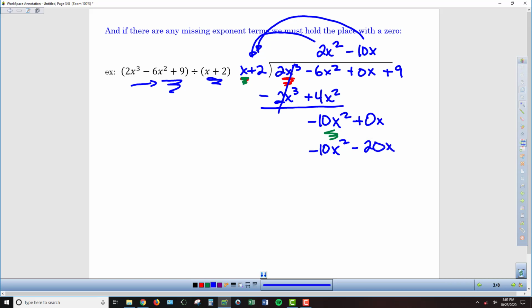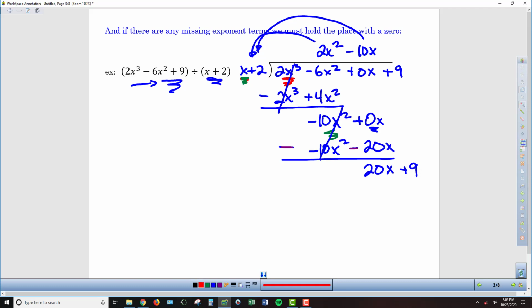And so you can see why we needed that 0x, because we need our like terms to line up so that we can perform the subtraction step. So negative 10x squared minus negative 10x squared, subtracting identical things, those disappear. So now we have 0x minus negative 20x, so that's going to become 0x plus 20x. So we're going to get just regular old 20x down here. And now we've got one more bring down. I'm going to bring down the 9 and do one more round of the division.